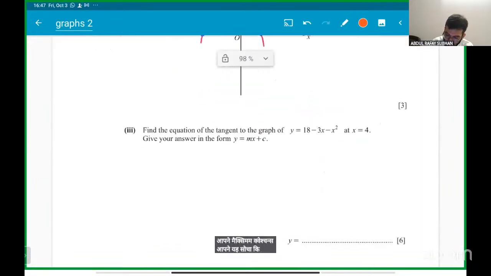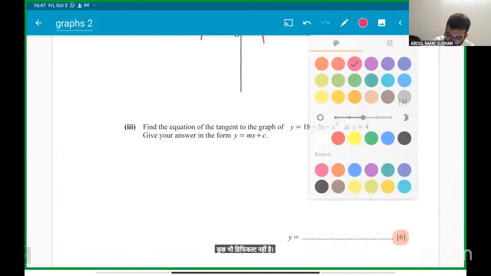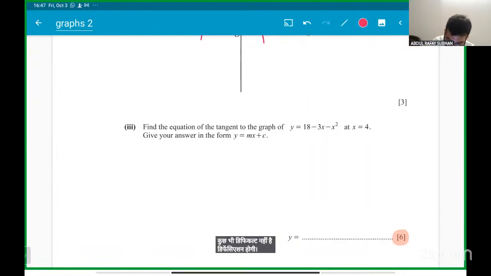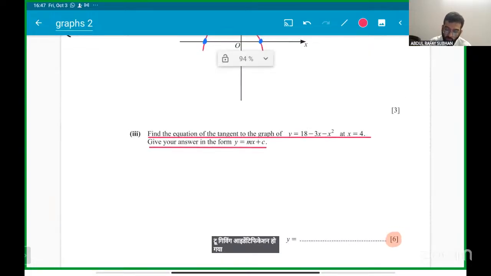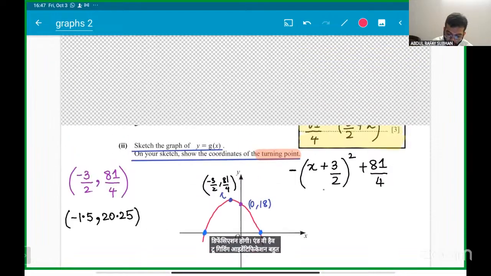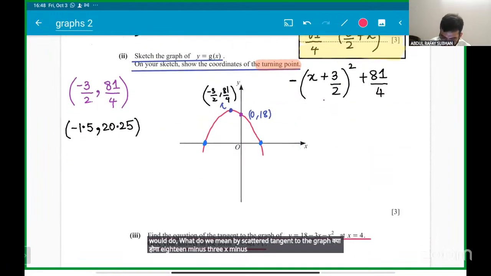इसका लास्ट पार्ट भी कर लेते हैं, वेरी इंपॉर्टेंट वर्ड, 6 मार्क्स है. तो ये भी आपको मैं एक्सप्लेन कर दूं, कुछ भी डिफिकल्ट नहीं है. It's just that differentiation होगी, and we have to give your answer in the form y equals mx plus c. Find the equation of the tangent to the graph. सो व्हाट डू वी मीन बाय इसका टेंजेंट टू द ग्राफ क्या होगा? 18 - 3x - x² का at x equals 4.